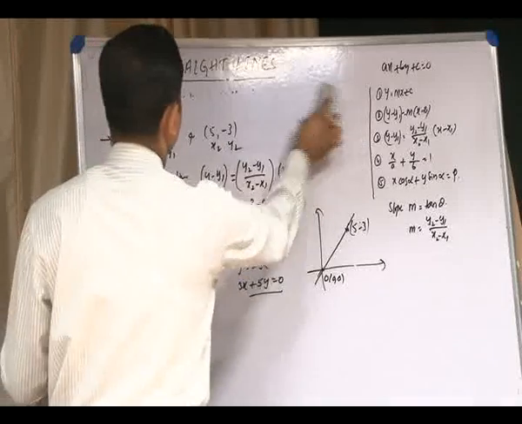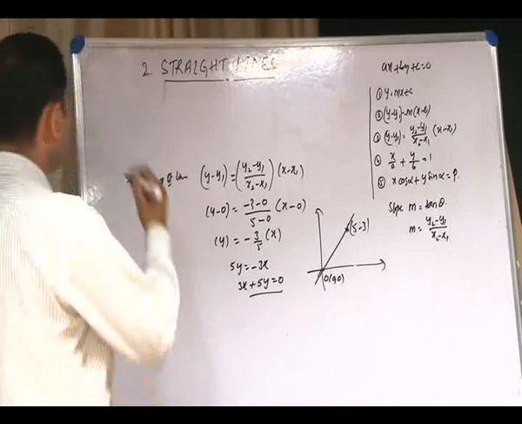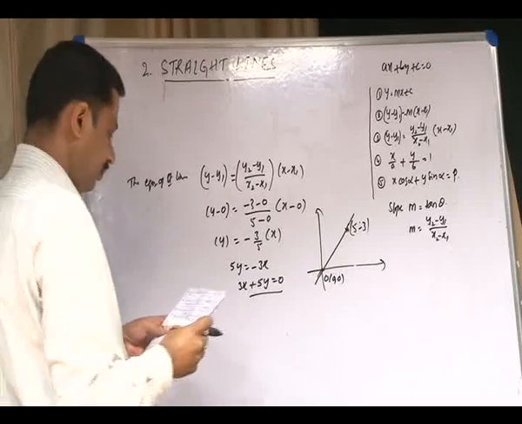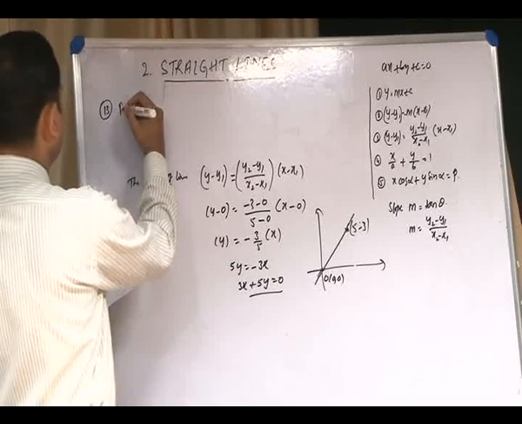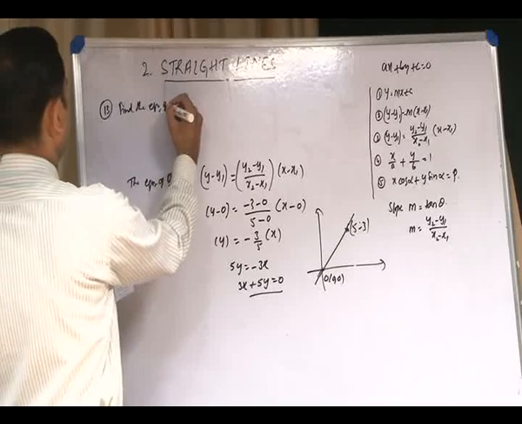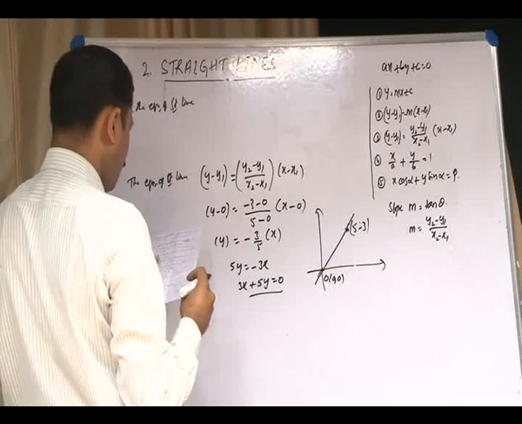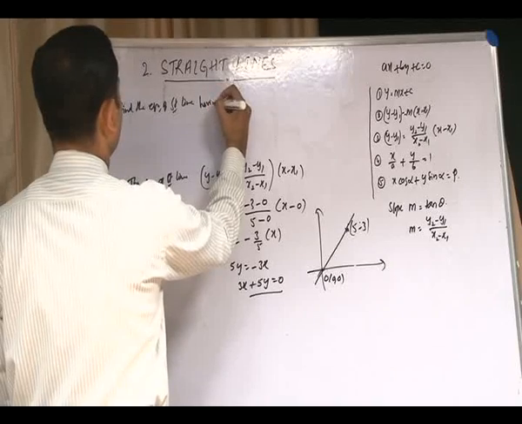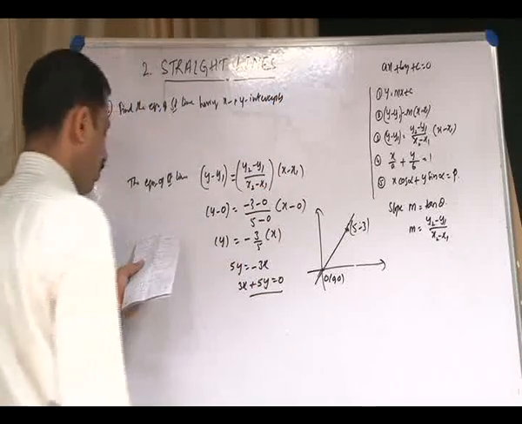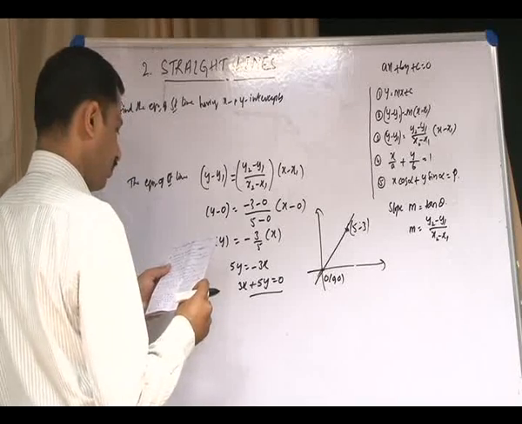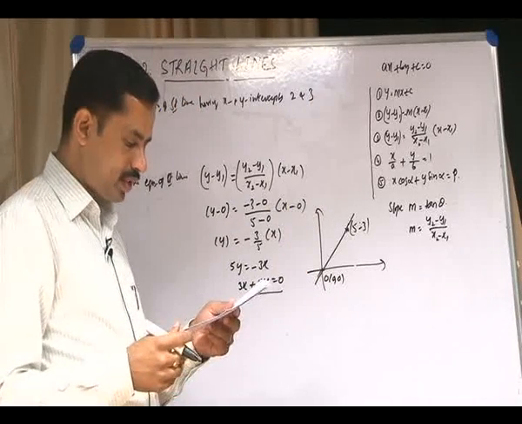So, next problem, find the equation of a straight line having x and y intercepts 2 and 3. Find the equation of straight line having x and y intercepts 2 and 3.